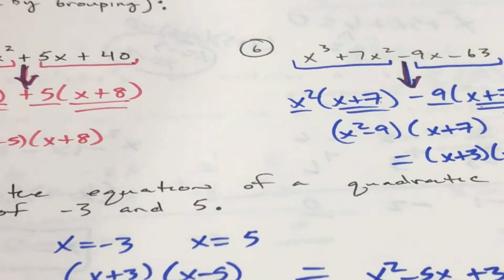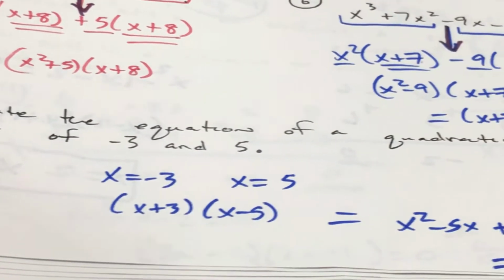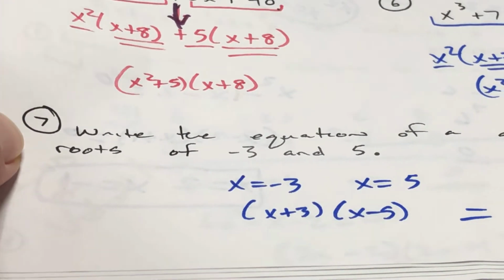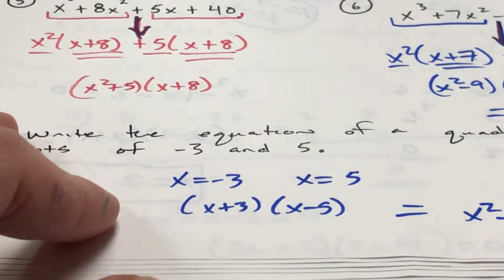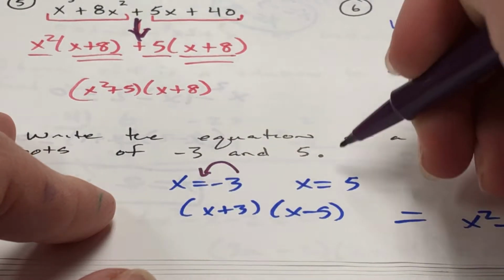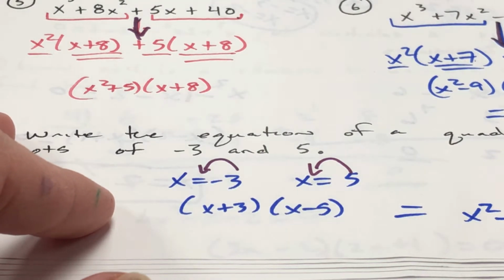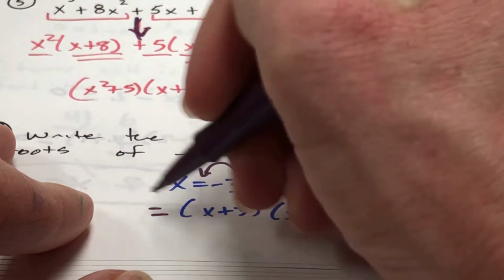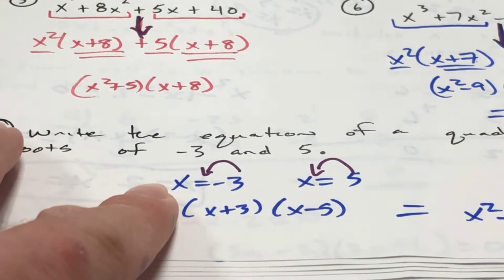Then number 7, that is a review from chapter 4. Write the equation of a quadratic with roots of negative 3 and 5. So I'm telling you that x equals negative 3 and x equals 5. Move it over. So then x plus 3 would have to equal 0 to give you x equals negative 3, and x minus 5 would have to equal 0 to give you x equals 5. We can get rid of that equals sign.